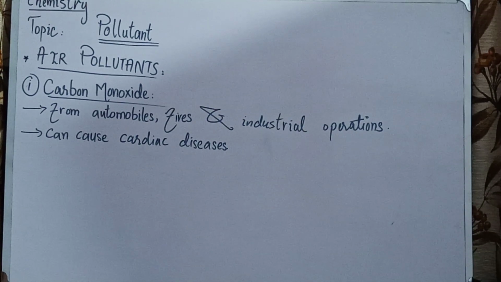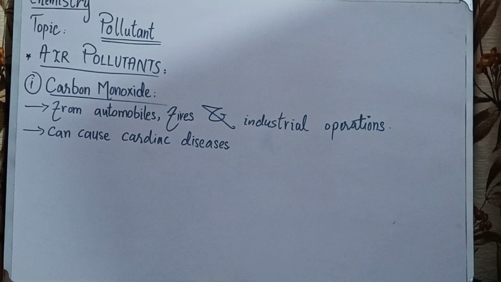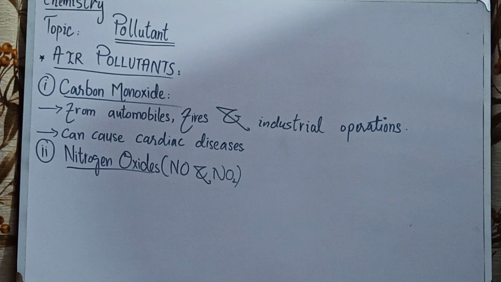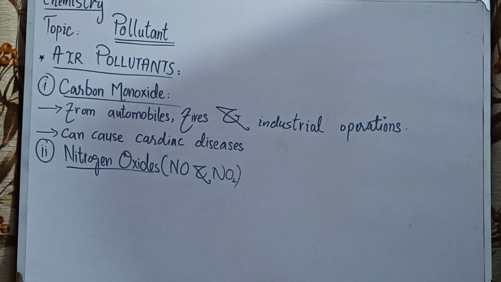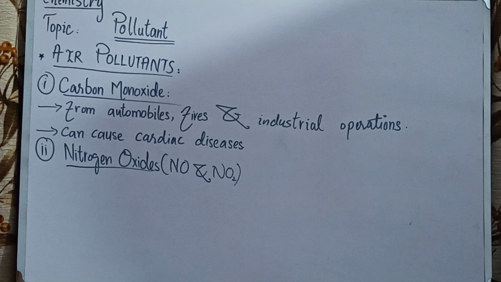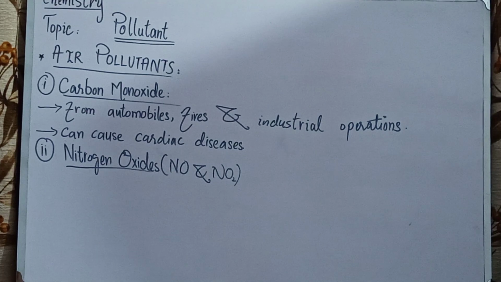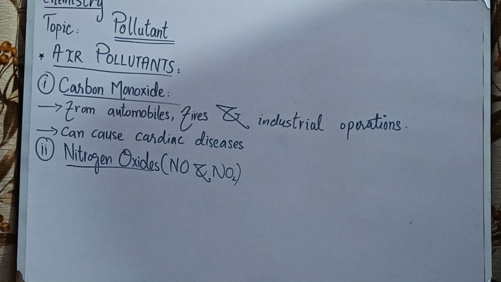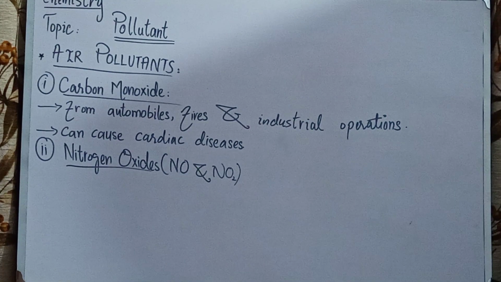As you can see, the second one is nitrogen oxides. The sources of nitrogen oxide are the same as carbon monoxide. Emission from automobiles, fires, industrial operations. While for environmental risk, it can cause harm to plants and contributes to the creation of pollution. Nitrogen oxides can also cause inflammation and irritation of the respiratory tract of humans.